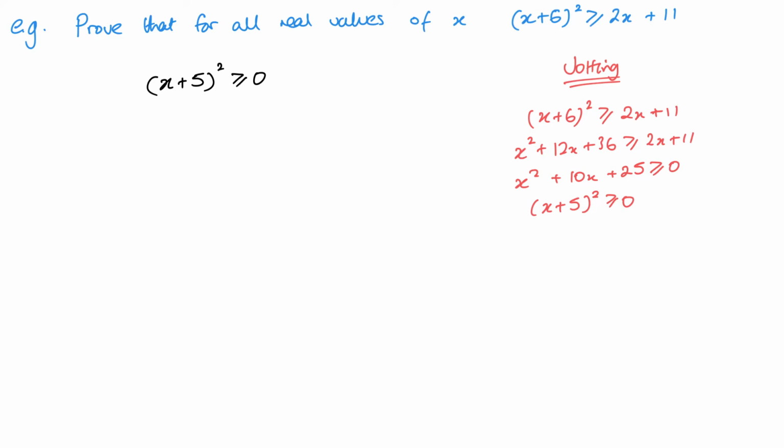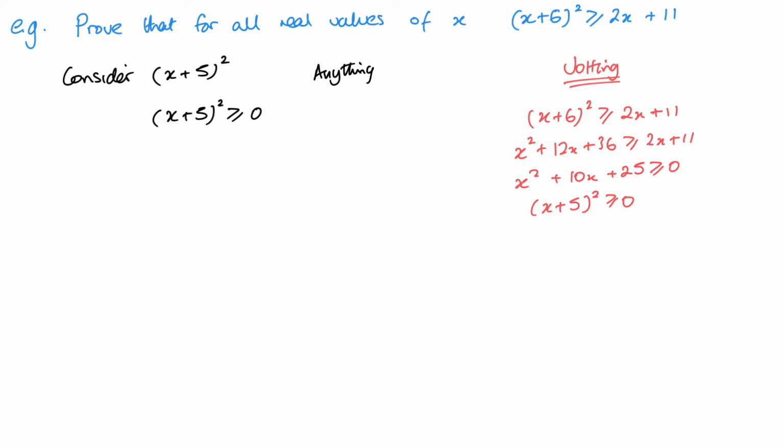And you want to start with just something like consider or let, just something along those lines as you get into it. So maybe if I start this again, a better way would be consider (x plus 5) squared. And anything squared is greater than or equal to 0. And if you want to, you can put that in there somewhere. It isn't necessary, but you can.